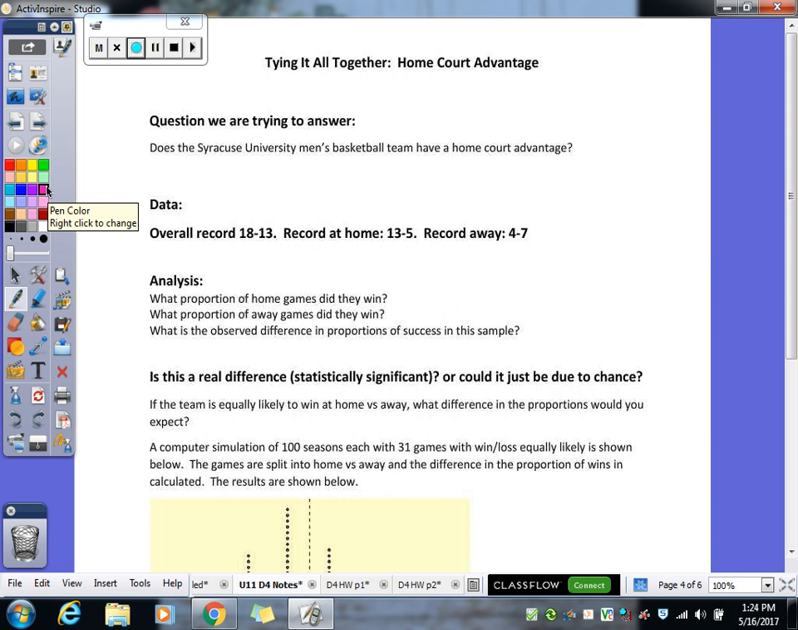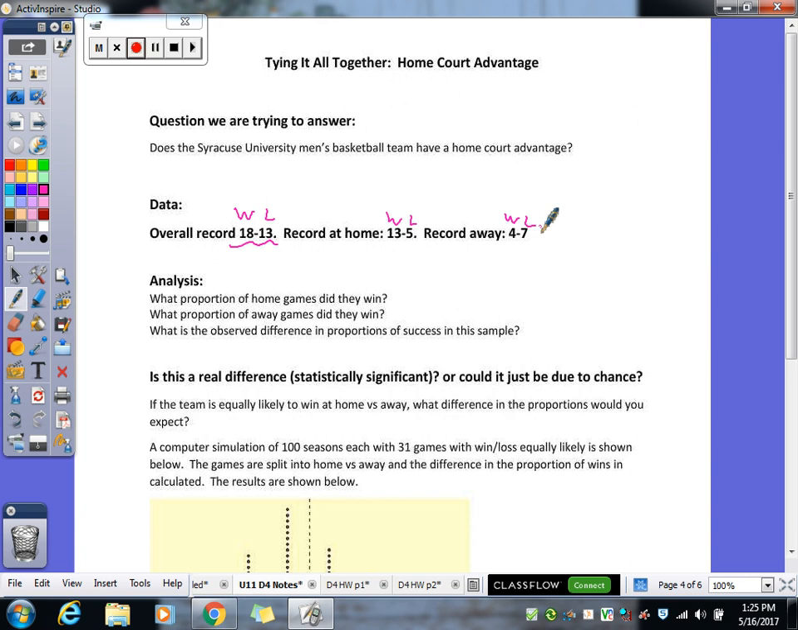All right, so our next example here, trying to figure out if there actually is a home court advantage for the SU men's basketball team. Somebody made this up. So here we have the overall record was 18-13. That's wins to losses, if you guys don't know how they normally write it. So at home, they had 13 wins and 5 losses. Away, they had 4 wins and 7 losses.